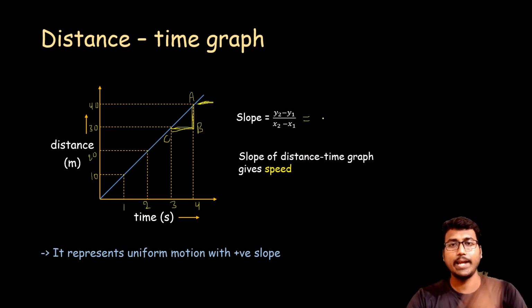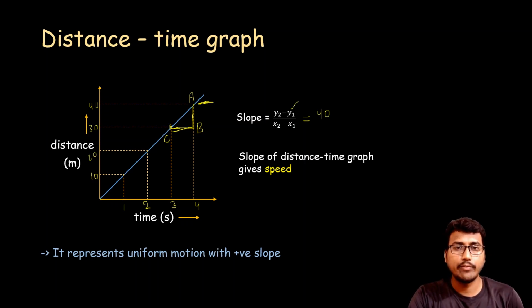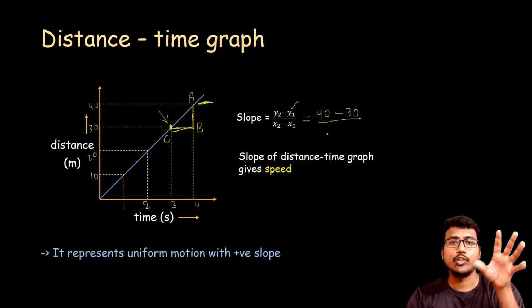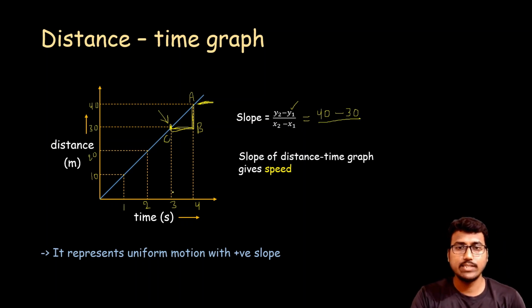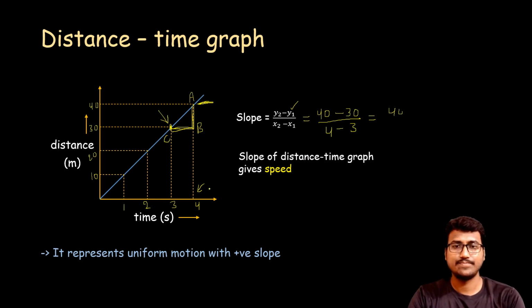Which will give you 40. And the y1 value is the initial y value, which is this point in that particular triangle. That is 30. So 40 minus 30, divided by x2 minus x1, which is the time. X2 is final, which is 4, and the initial time for that particular triangle is 3. If you solve it, what will you get? You will get 40 minus 30, which is 10. Okay, once again.